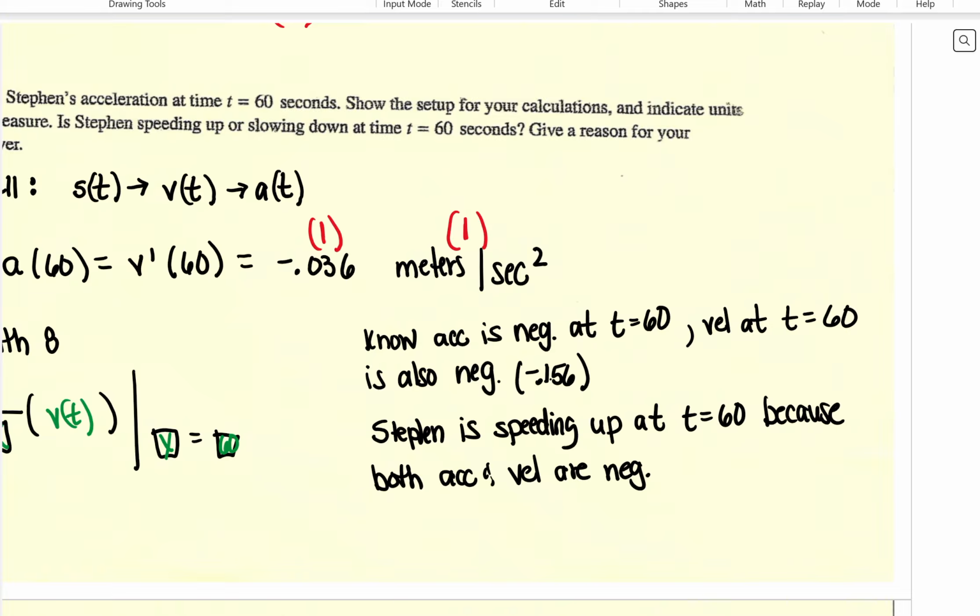Think of it this way. If you're being pushed in the direction you're already going, you're going to be speeding up. If your signs were opposite, like one was negative and one was positive, then he would be slowing down. If you were able to say that he's speeding up and give the reason why, give yourself another point.